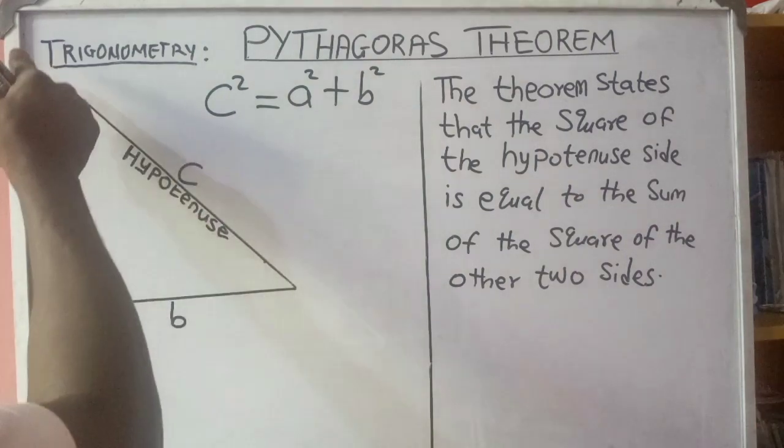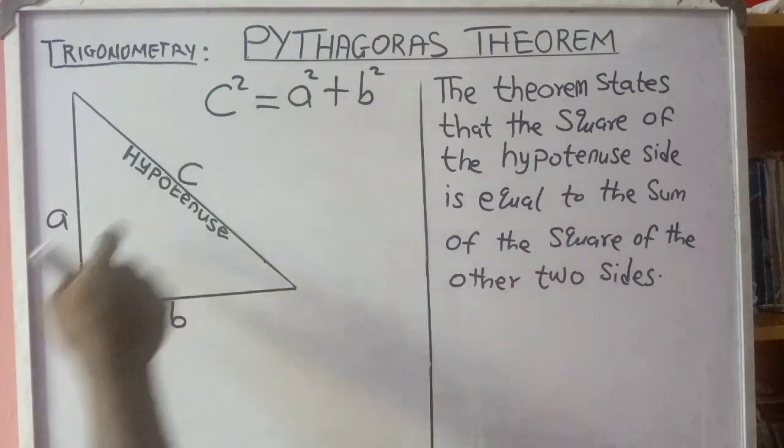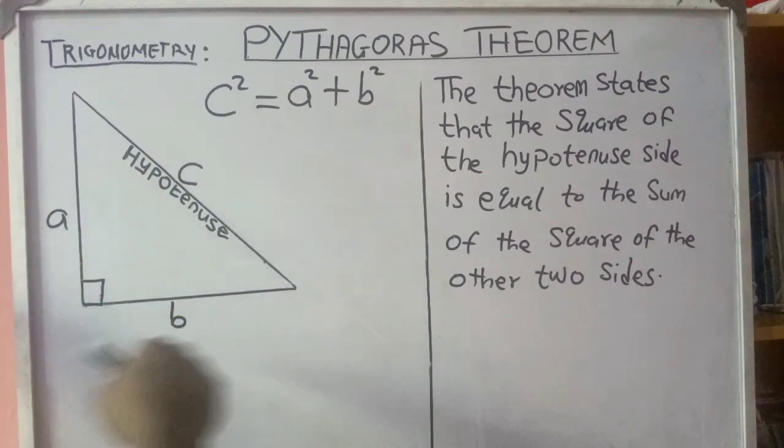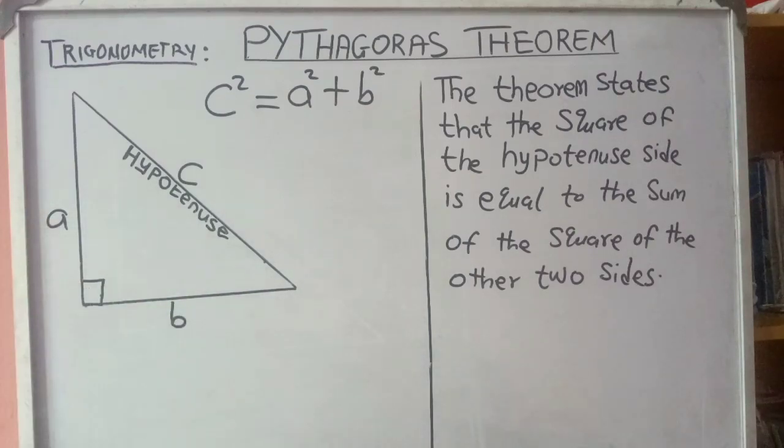This is exactly what the theorem is talking about: that the square of the hypotenuse side, which we label as C, is equal to the sum of the squares of the other two sides. That is A squared plus B squared.